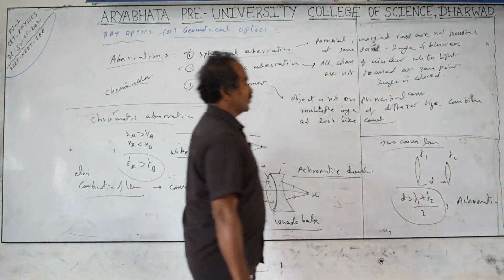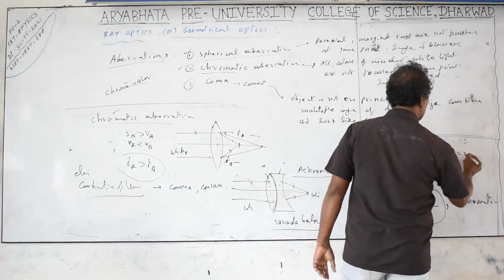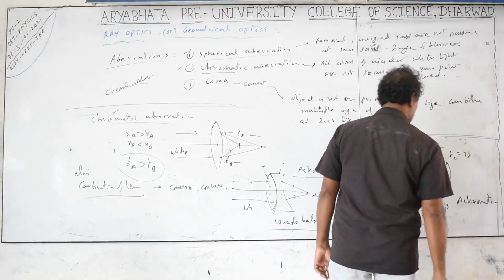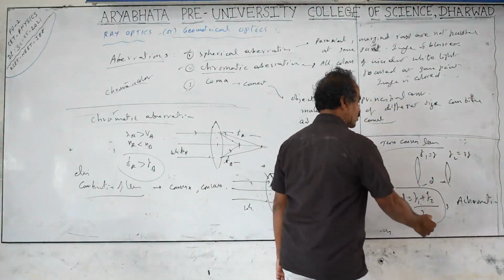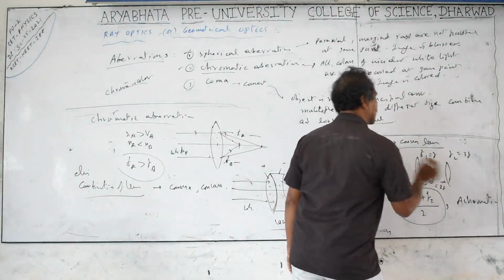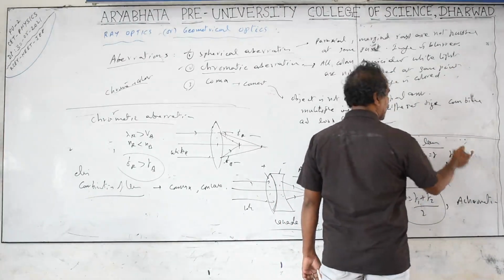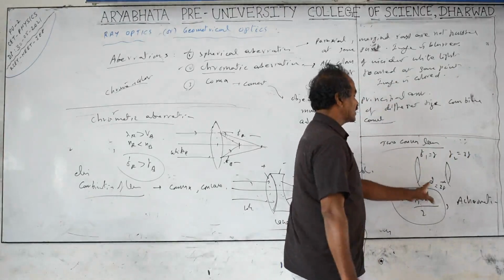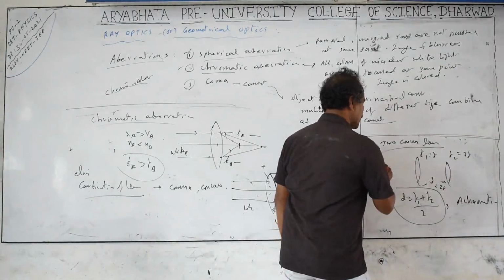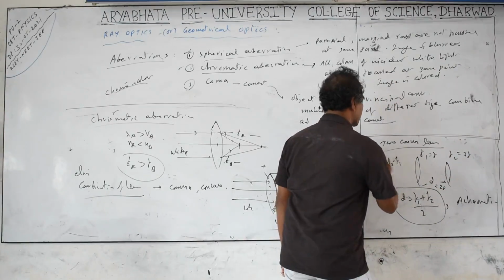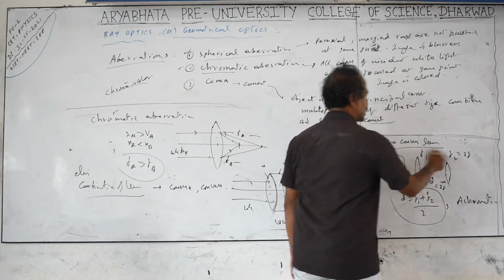For example, if f2 is 3f and f1 is f, what should be the separation you have to take? 3f plus f is 4f. 4f by 2 is how much? 2f. So in case you have taken one focal length as 3 times the other focal length, then the separation is 2f. The difference is also 2f, so the separation is also equal to f2 minus f1. You can take the bigger minus the smaller.